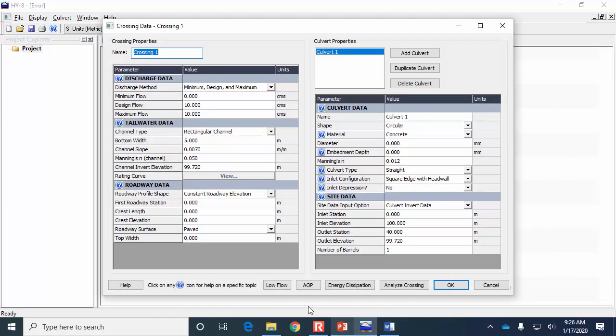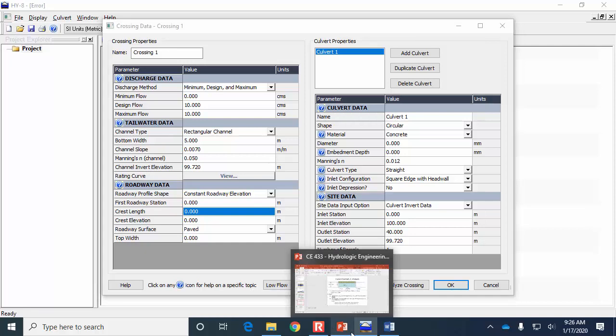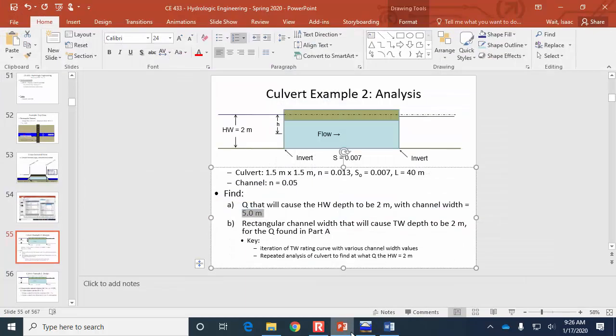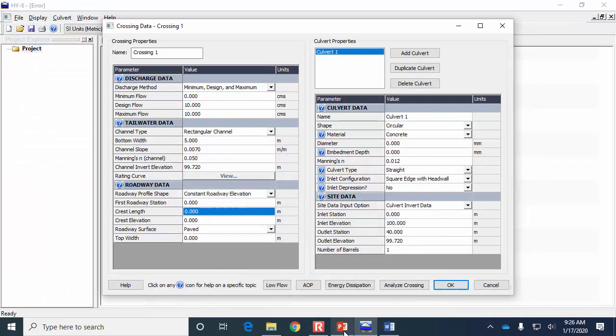And so let's just say that the crest length, I guess it would probably be the same as the channel width, right? It said that the channel width is 5 meters. It's never going to matter because the water isn't going to overtop. You know, when the headwater is at 2, it's not yet overtopping, and so it's not going to use this weir flow data. So, I mean, I'll put these things in here, but it doesn't matter.